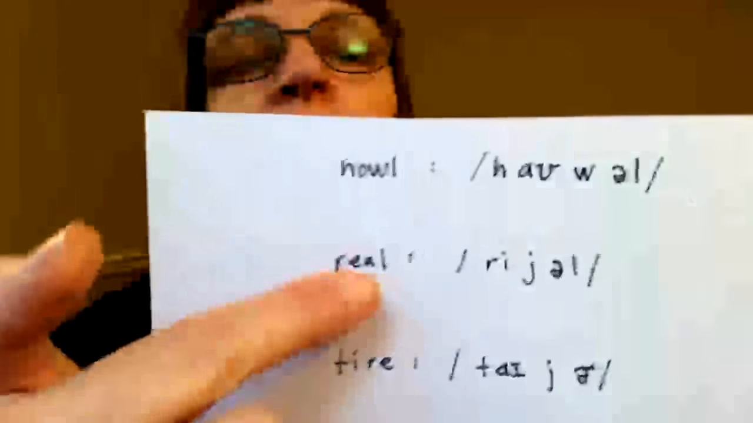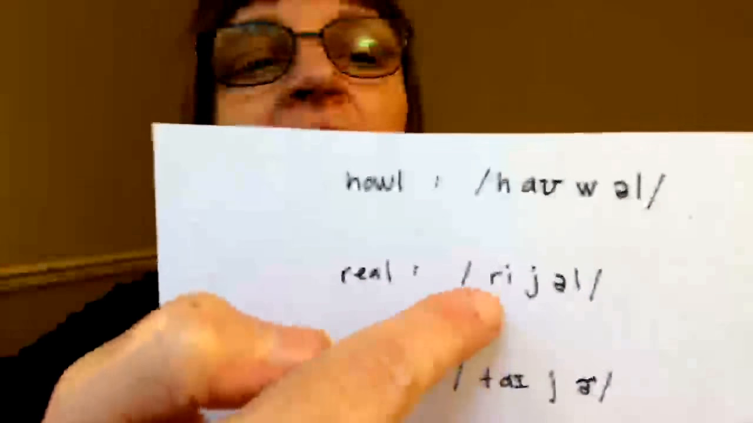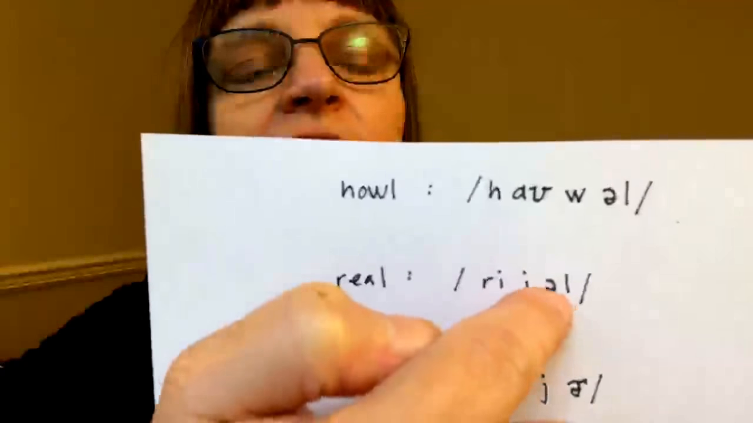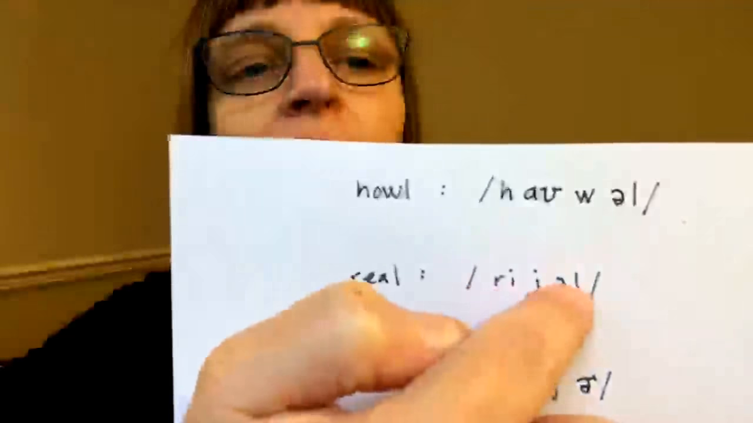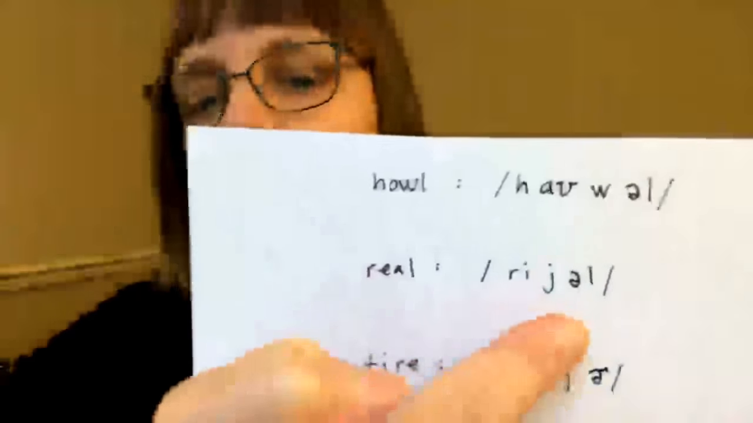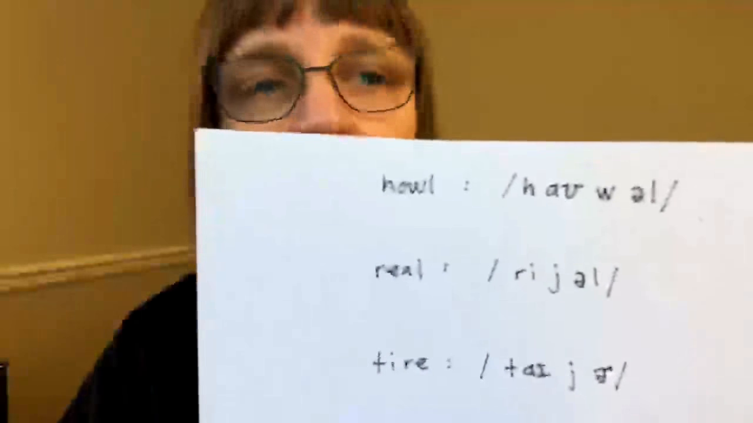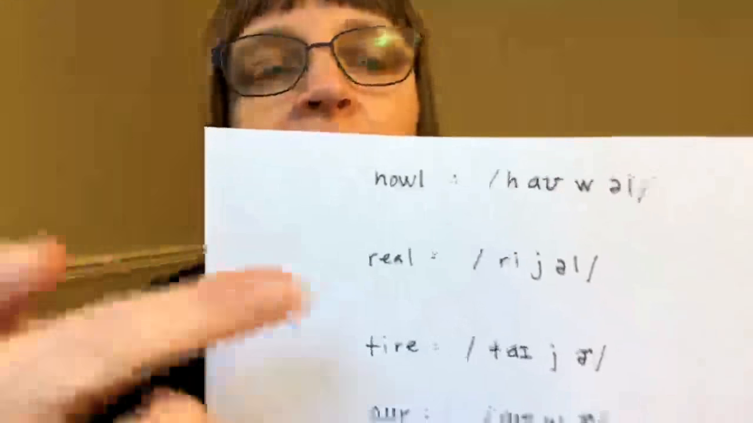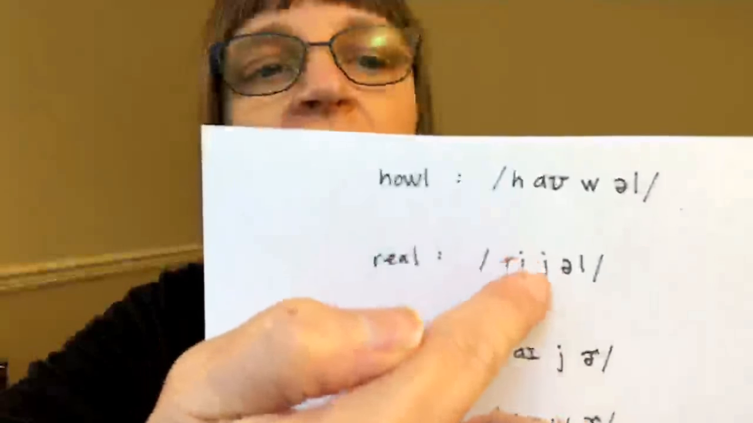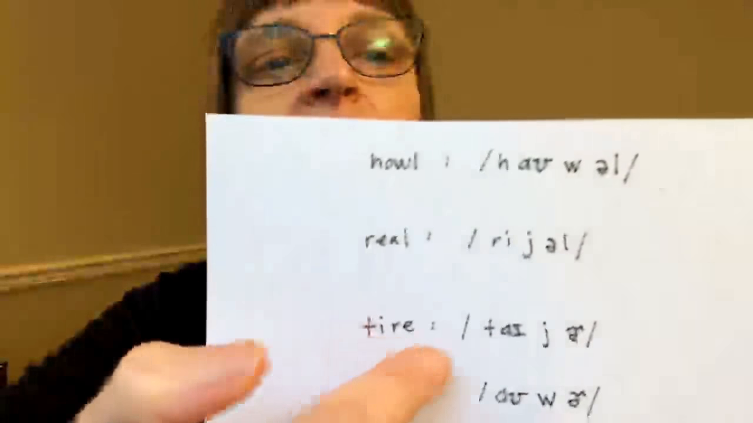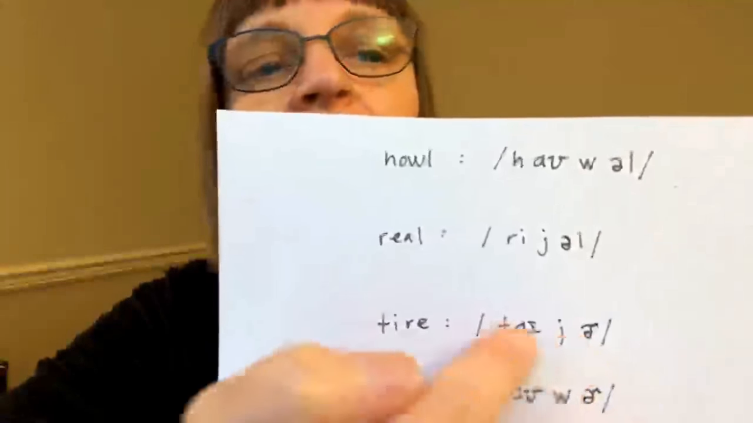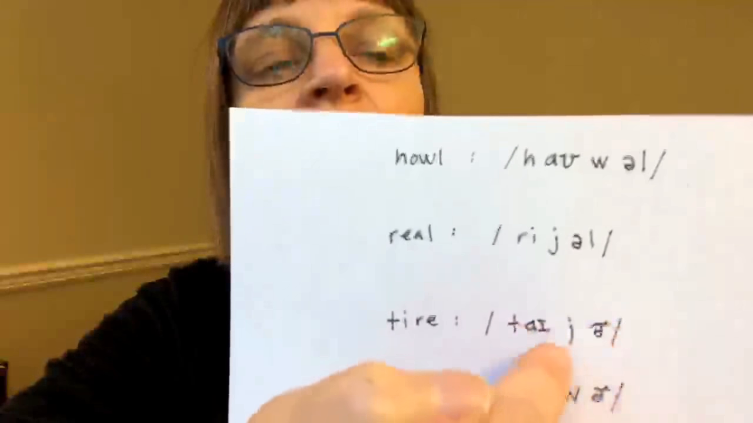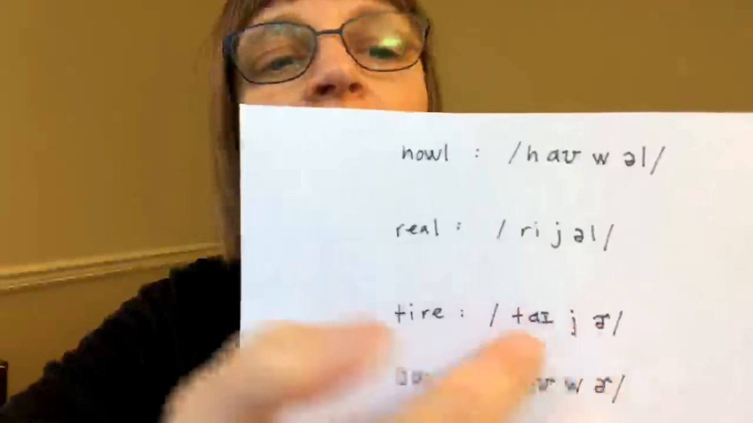Similarly, the word real, we have re and yul. We add a y sound and the schwa before the L, real. This example, real, also shows us that often we have extra sounds between vowels. So for example, real, we have the y sound between. We do the same thing in the word tire, tire. Between the I and the ire, we have this y sound, tire.